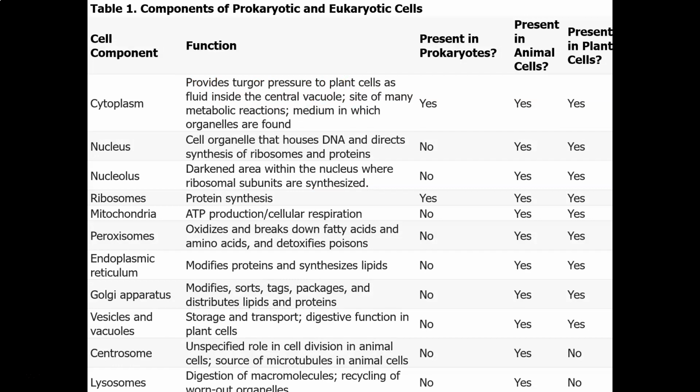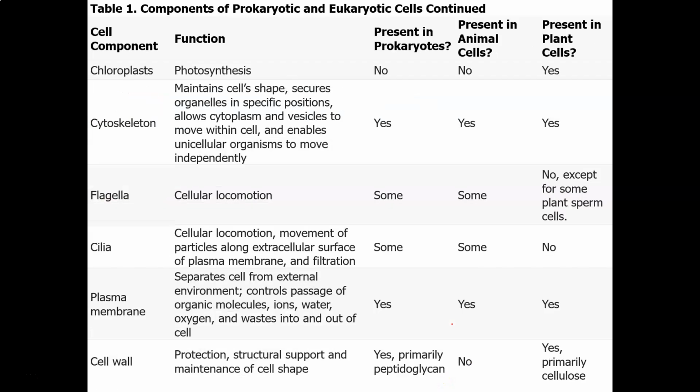This is a table listing the components of the cell and whether each is present in prokaryotes, animal cells, or plant cells. It's really important to understand that the structures that are present in all cells are the ones with yes in all three columns. So cytoplasm, ribosomes, and that's it on this table.